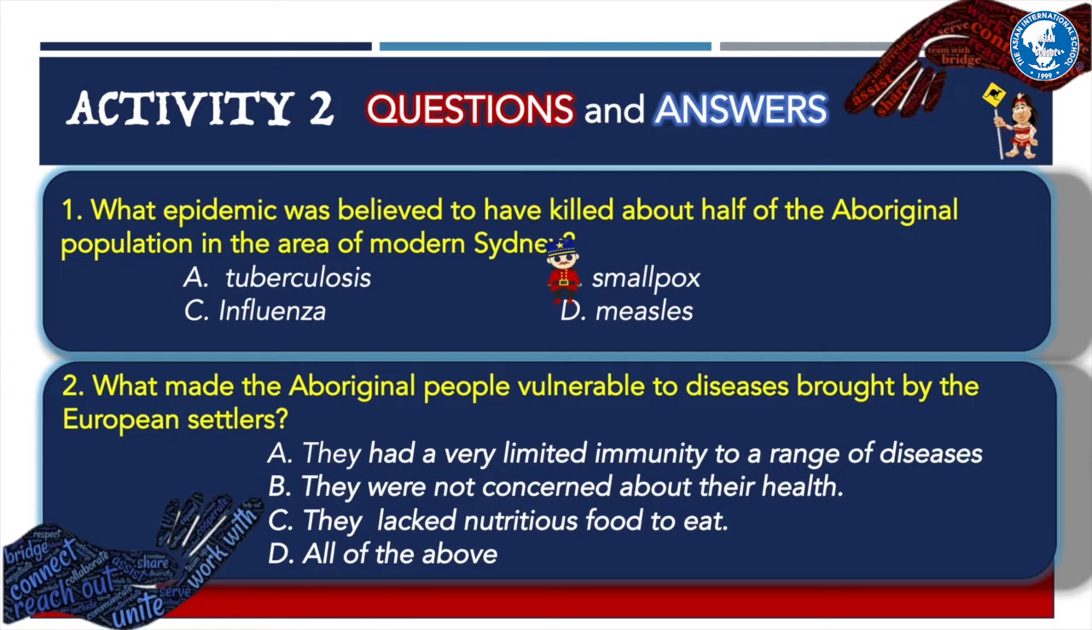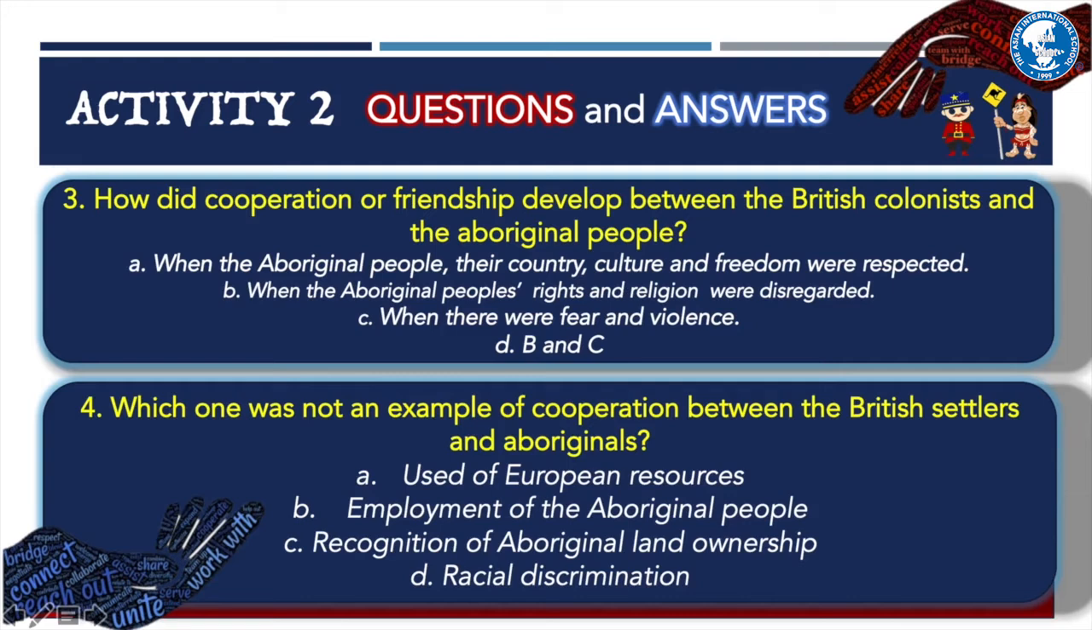What made the Aboriginal people vulnerable to diseases brought by the European settlers? Is it A, B, C, or D? Well, the correct answer is letter A. They had a very limited immunity to a range of diseases. Okay, let's continue. So for number 3 and 4, your time starts now.